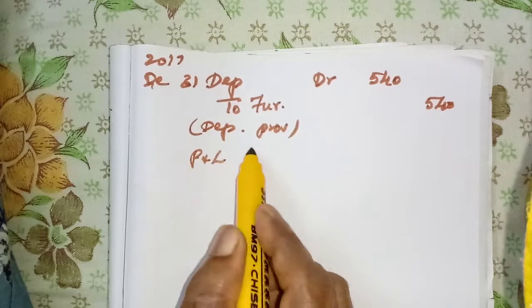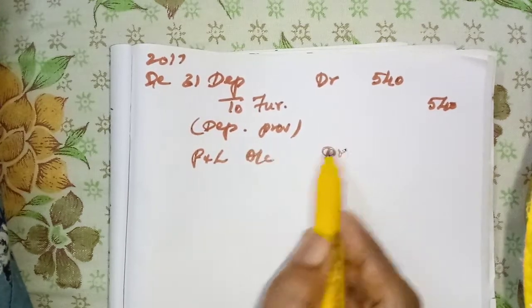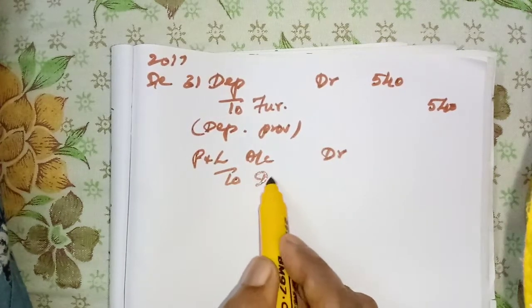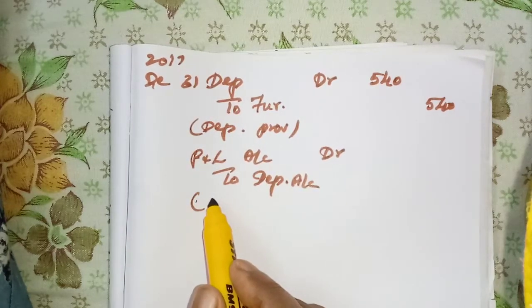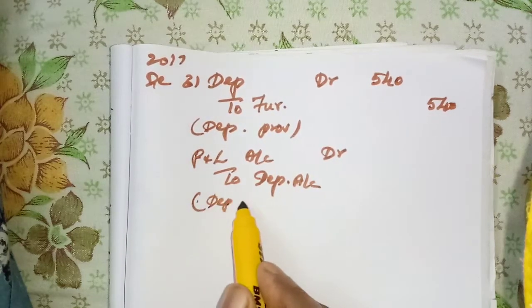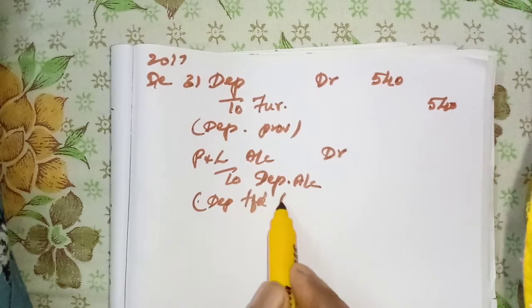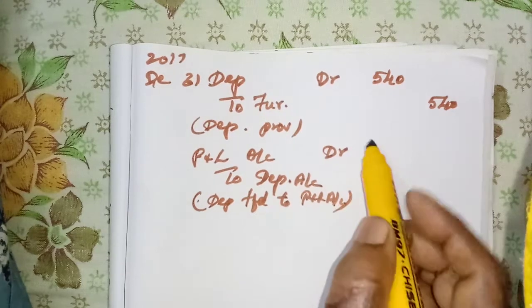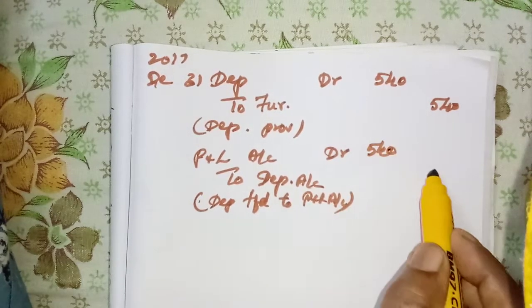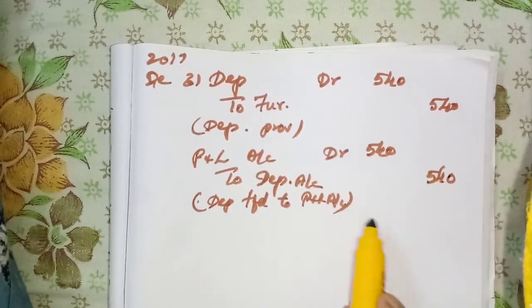Then transfer of depreciation. Profit and loss account debit, depreciation account. Okay, depreciation transferred to profit and loss account 540. Only for 2 years they have asked. Okay, over.